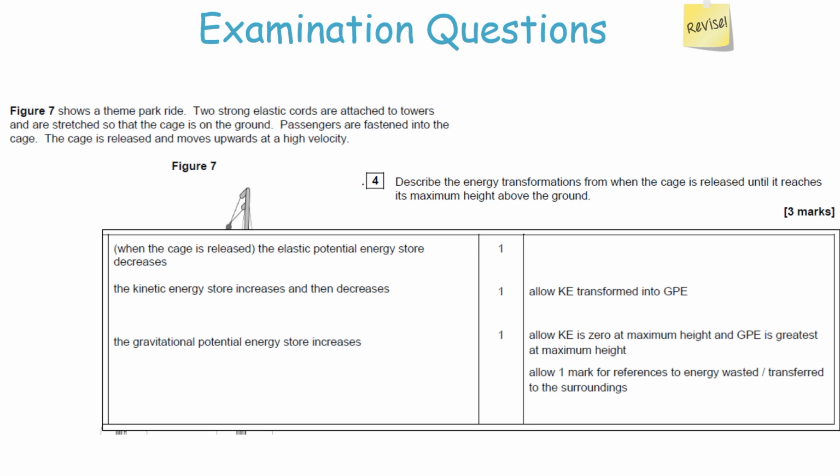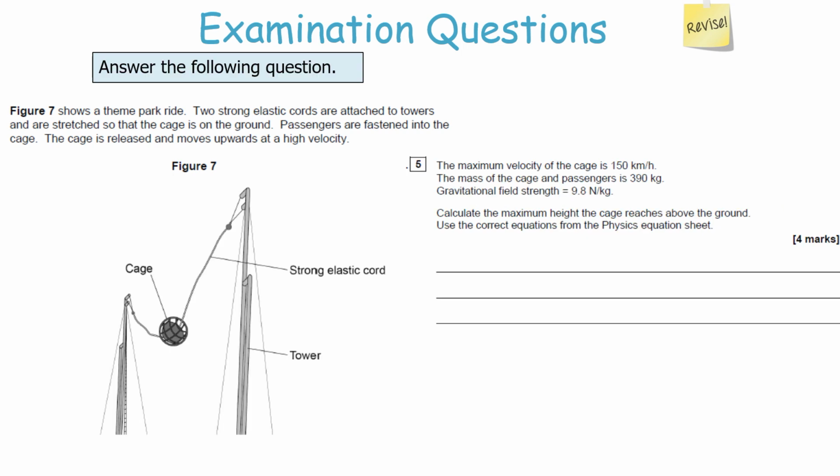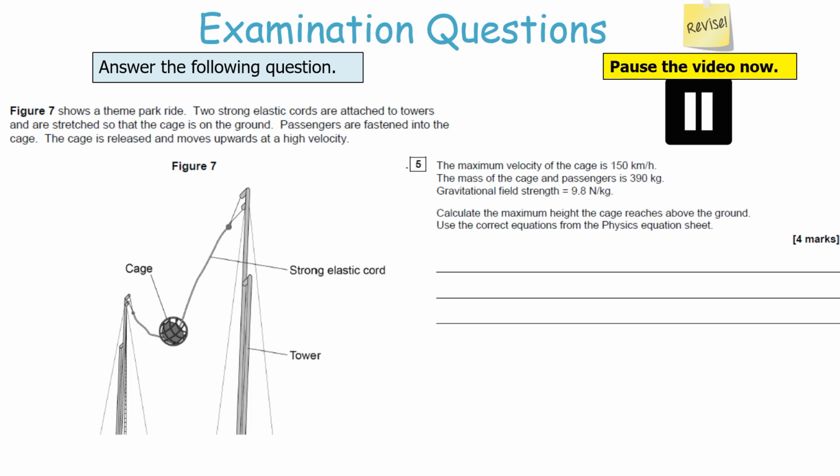Now, the next question for this particular situation is that it says the maximum velocity of the cage is 150 kilometers per hour. The mass of the cage and the passengers is 390 kilograms. The gravitational field strength is 9.8 newtons per kilogram. Calculate the maximum height the cage reaches above the ground. So pause the video now, then unpause the video when you want to go through your answer.